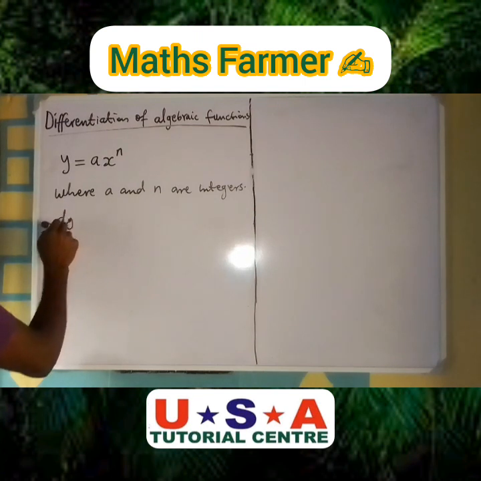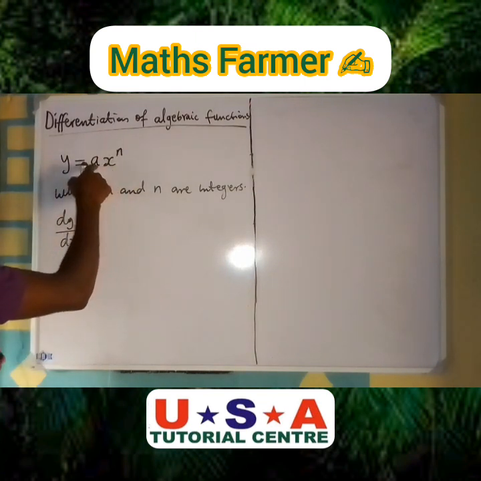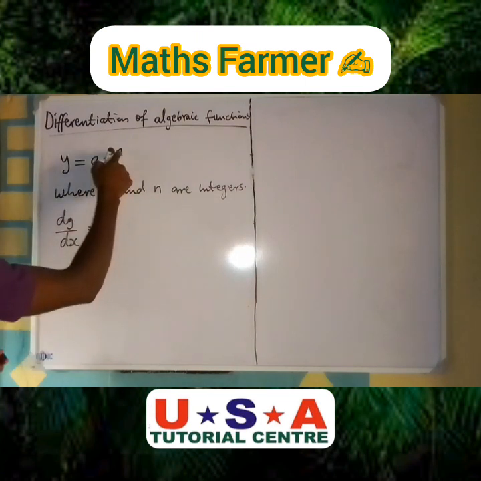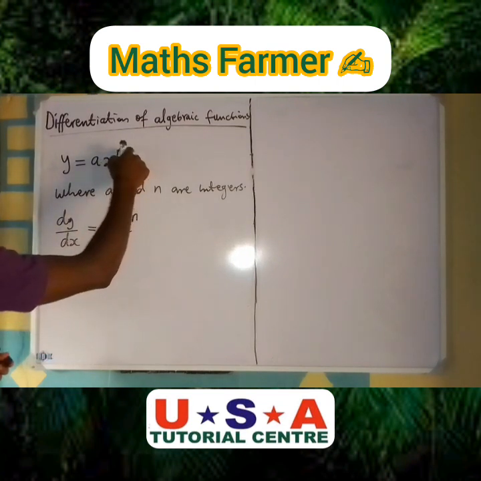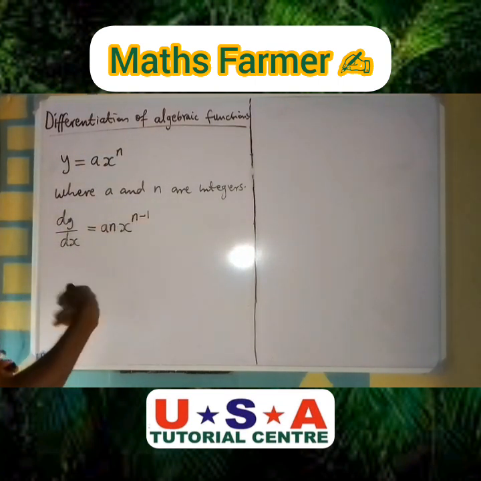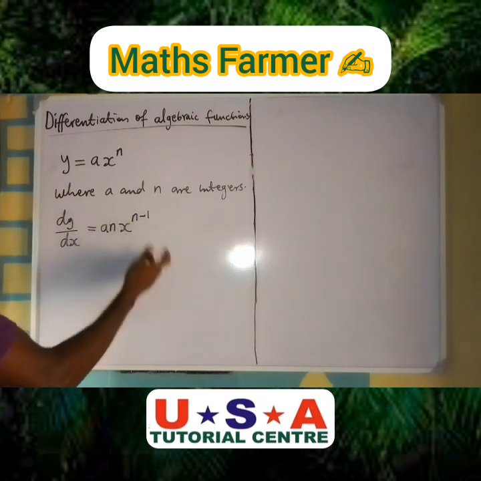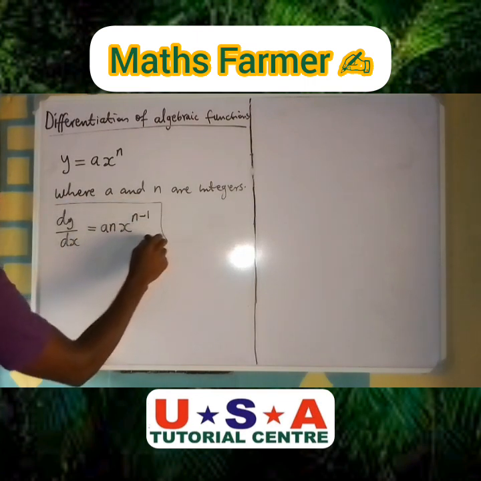What it means is dy dx, that is differentiating y with respect to x, will use the power to multiply the coefficient. The power here is n, while the coefficient here is a. So what we are going to have is a times n, x raised to the power of n minus 1. You subtract 1 from the power. The power is decreasing, while the coefficient is increasing. That's what we call change. So the coefficient of x here is increasing, while the power is decreasing.